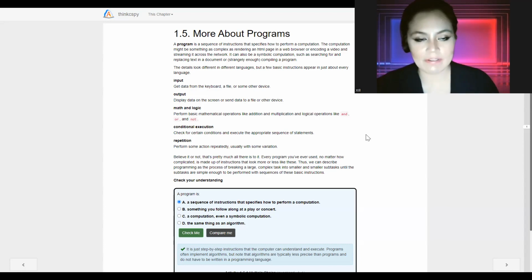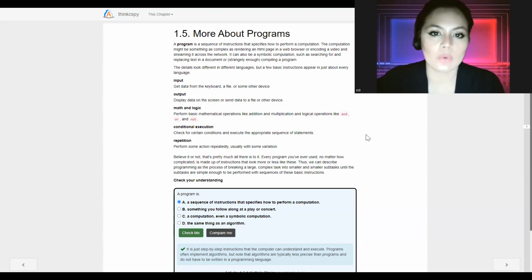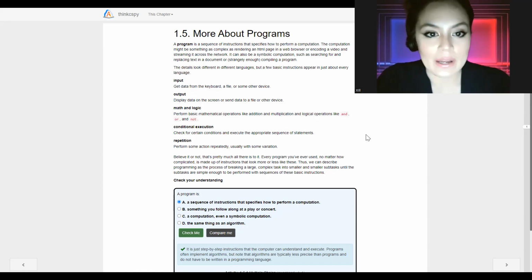So we're on section 5 of module 1, where we're learning more about programs. A program is a sequence of instructions that specifies how to perform a computation. The computation might be something as complex as rendering an HTML page in a web browser or encoding a video and streaming it across the network. It can also be a symbolic computation, such as searching for and replacing text in a document or, strangely enough, compiling a program.